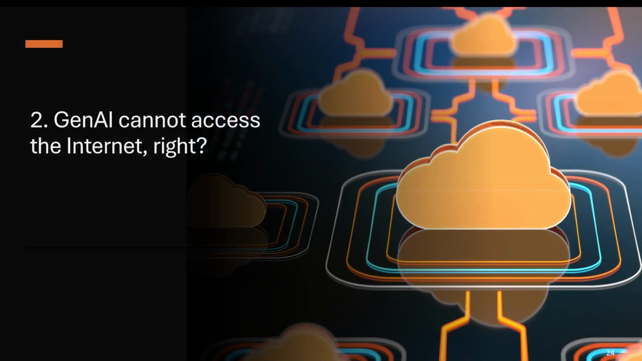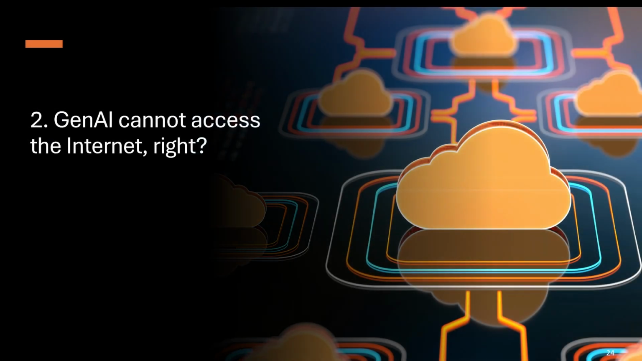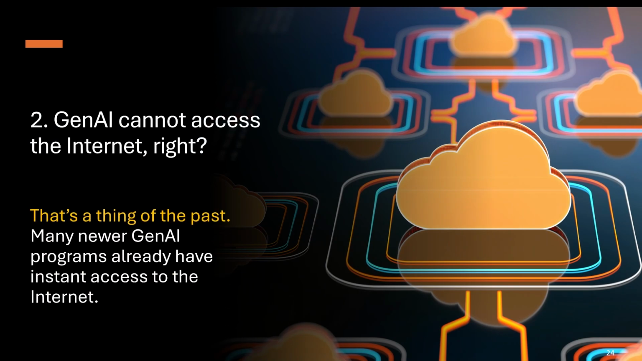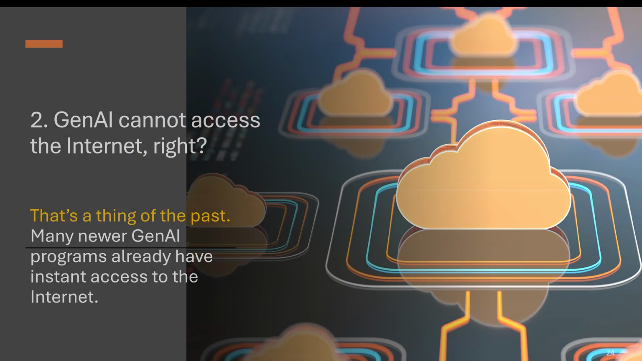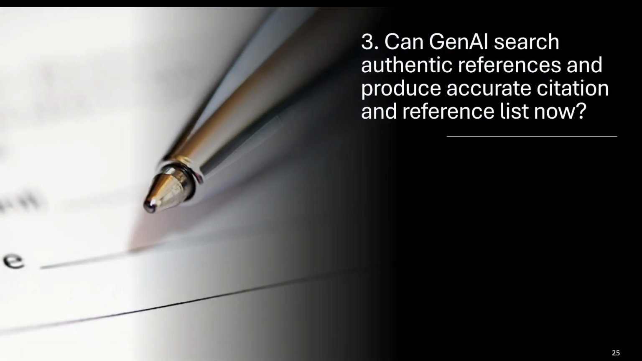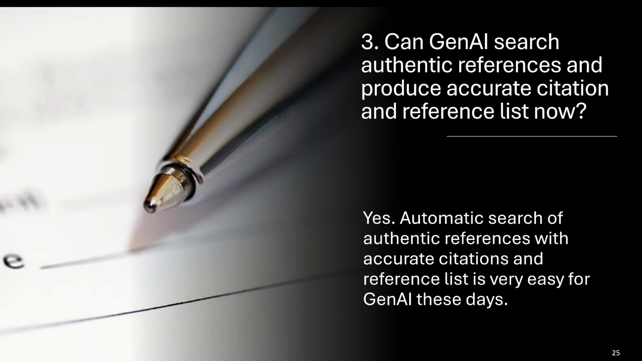All right, GenAI cannot access the internet, right? Used to be, but now they can. Not being able to access the internet is a thing of the past. Many newer GenAI programs now have access to the internet. Next question: can GenAI search authentic resources and produce accurate citations and reference lists now? Yes, automatic search of authentic references is a very easy thing for them to do now.